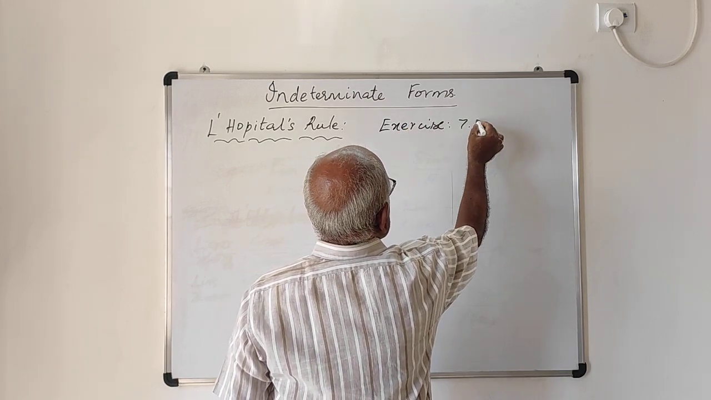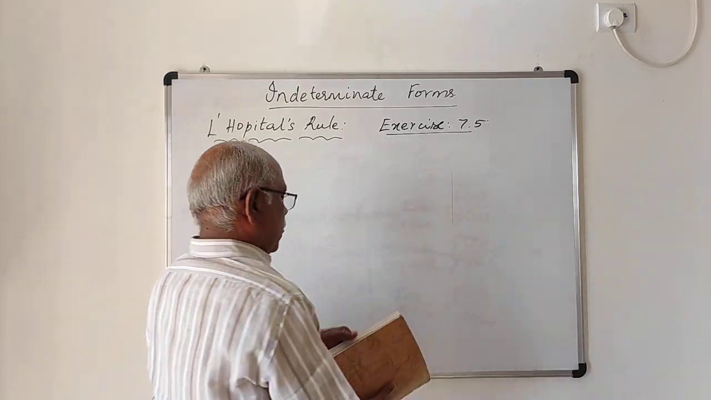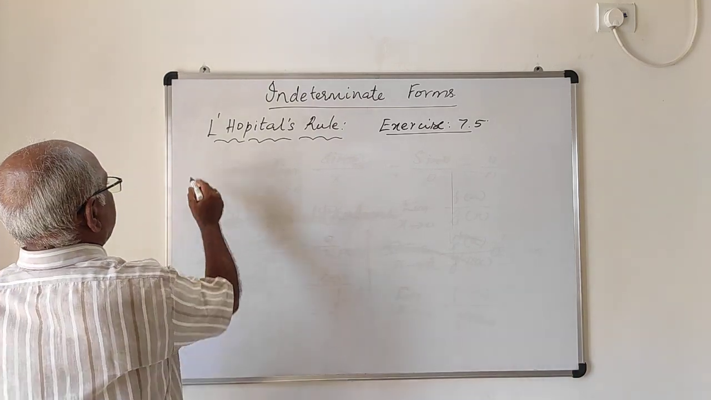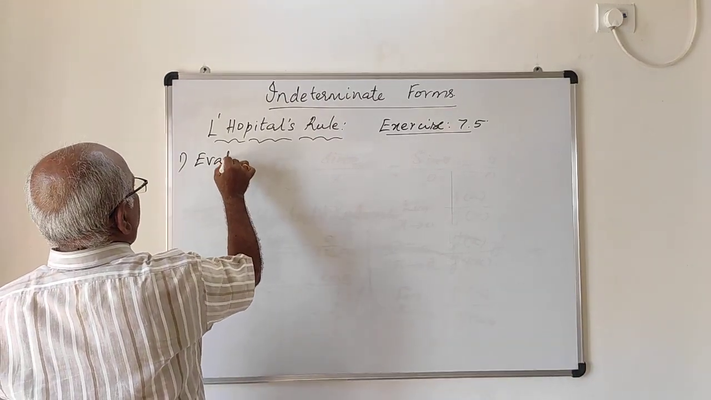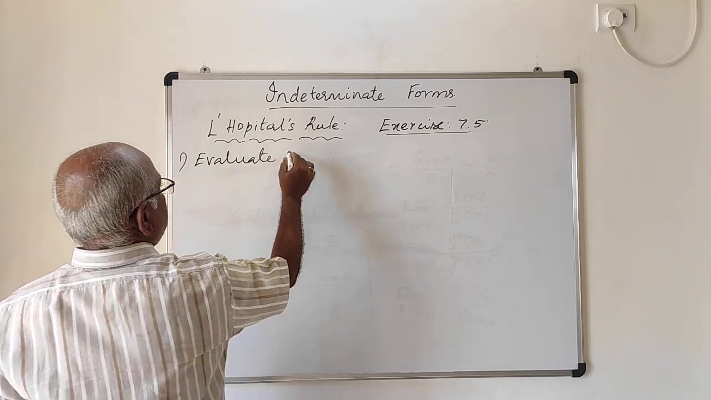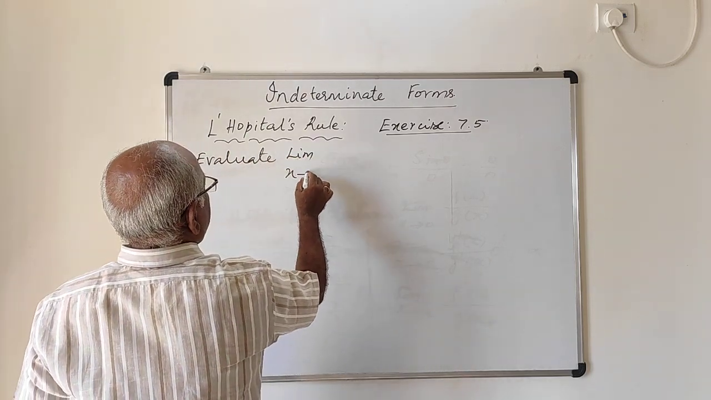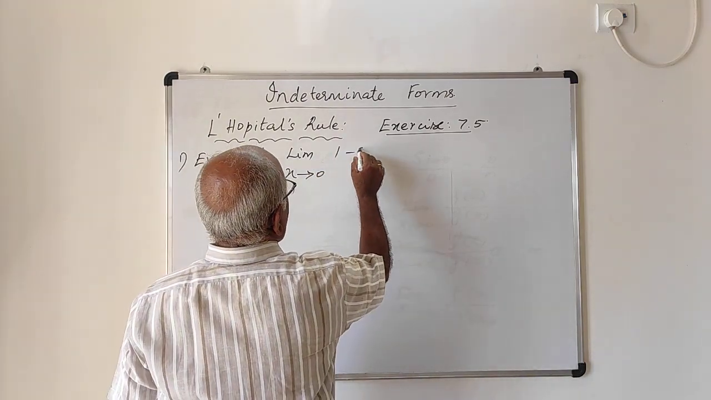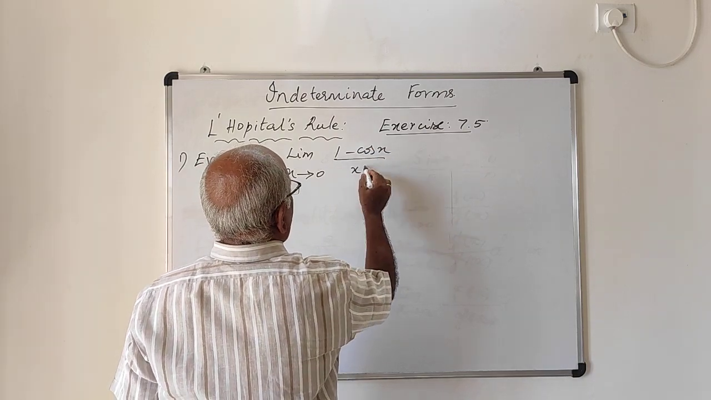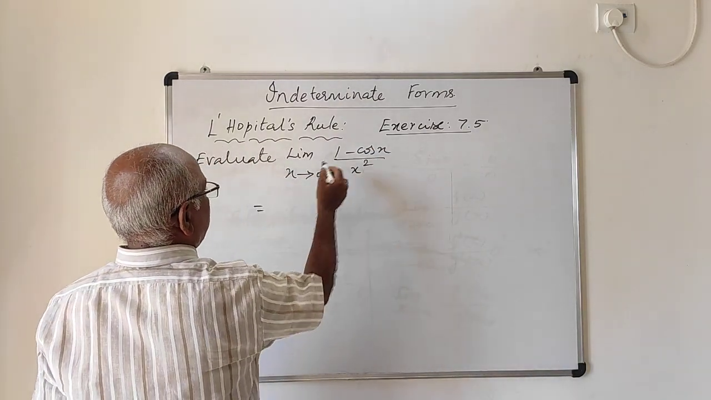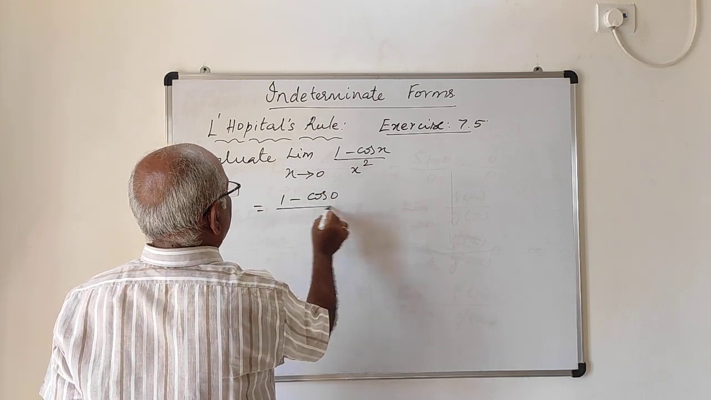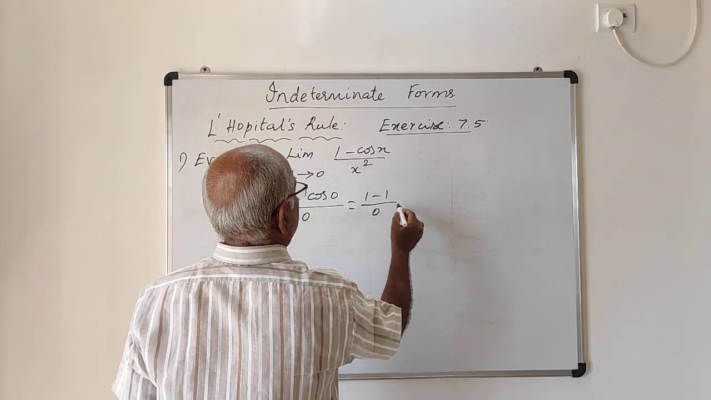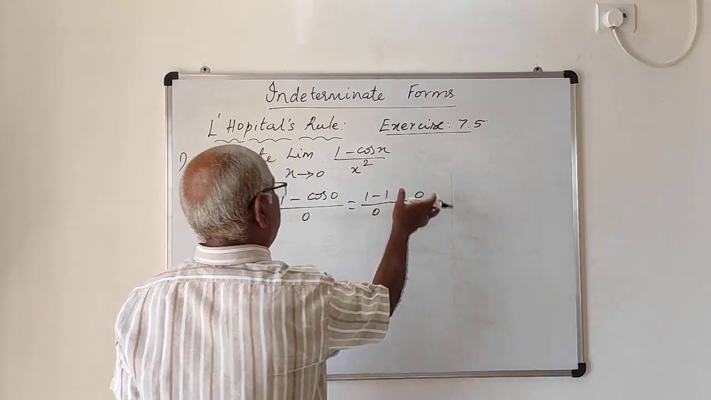Exercise 7.5. First problem: evaluate limit x tends to 0, (1 minus cos x) by x square. If you apply the limit directly, you will get 1 minus cos 0 by 0 square. Cos 0 is 1, 1 minus 1 is 0. 0 by 0, it is an indeterminate form.